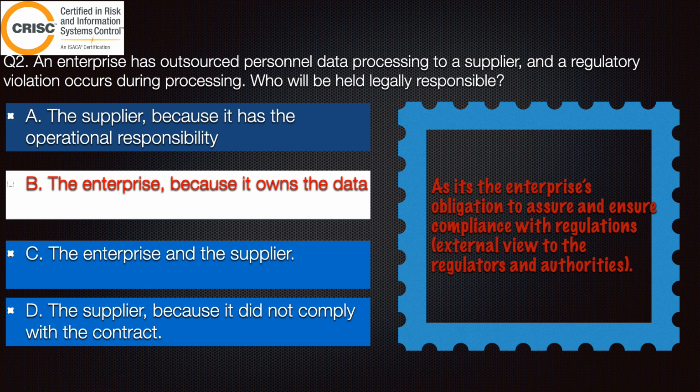Similarly, coming to option C, the enterprise and the supplier, friends, there is no shared accountability and responsibility to comply with the legal regulations. Hence, in the outside view, only the enterprise is responsible, as it needs to ensure that the supplier complies with the regulation, for example with regular audits and other tools. Coming to option D, the supplier, because it did not comply with the contract, it is incorrect, because that is another legal relationship that might lead to damages the supplier has to pay to the enterprise.